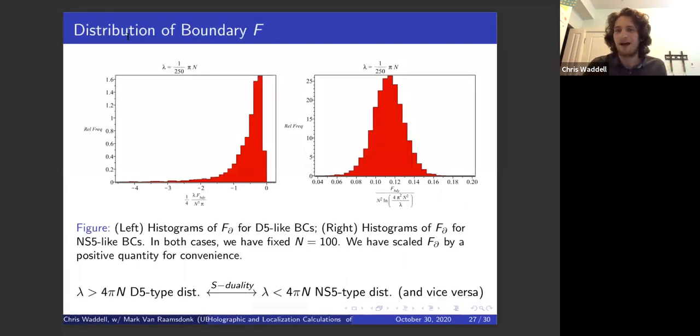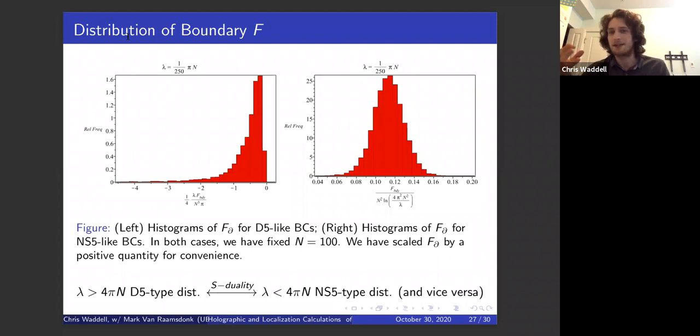So just to briefly illustrate the kind of results that we find, what I've shown here are some histograms of exact values of boundary F. So what's happening in this picture, if we consider, for example, the picture on the left, I've fixed some value of the rank of the bulk gauge group and then fixed some value of the 't Hooft coupling, where the 't Hooft coupling is taken to be smaller than the self-dual value, which is 4 pi n.